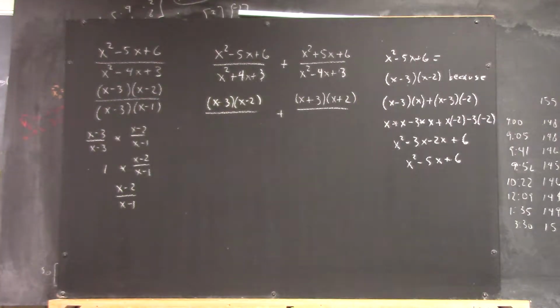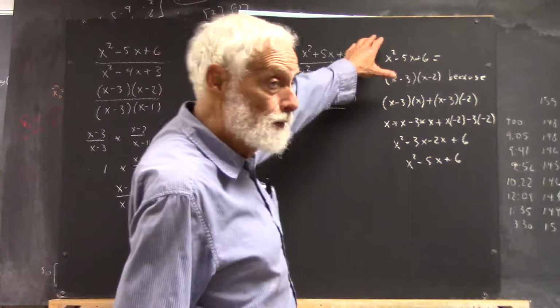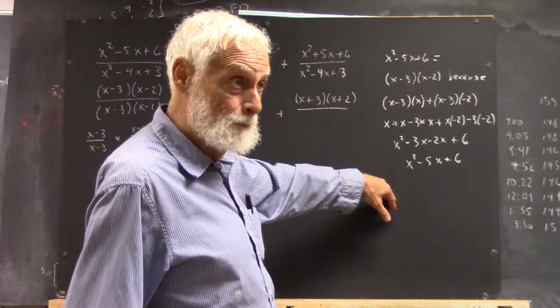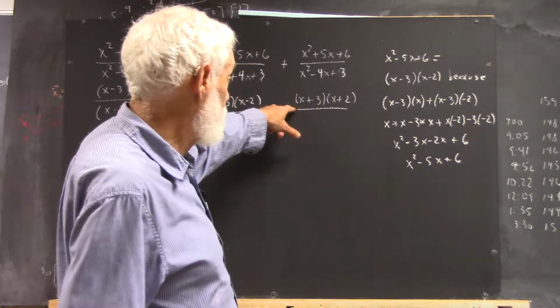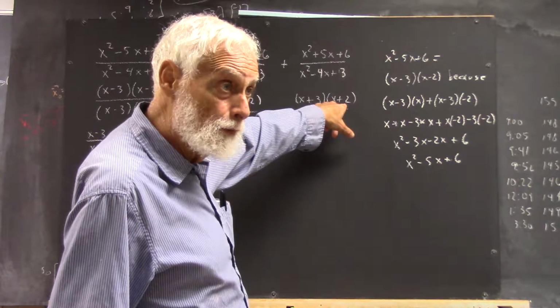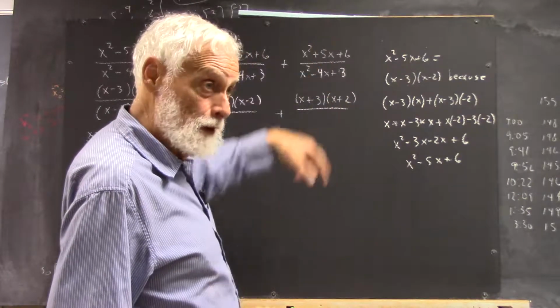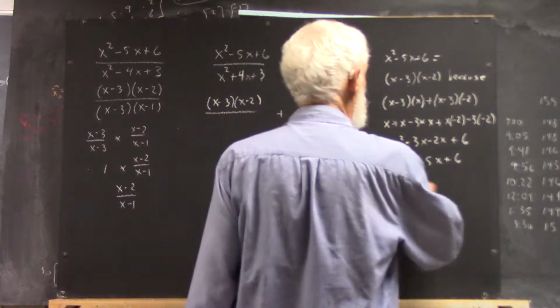Now, we did need to stop and make sure we understand how to use the distributive law, right? And we did that just fine. You saw that this was x plus 3 times x plus 2, right? And then you multiply that out.